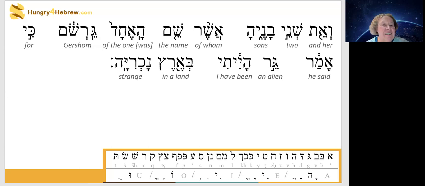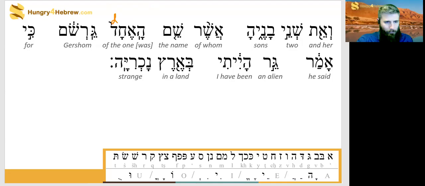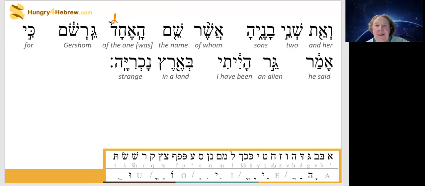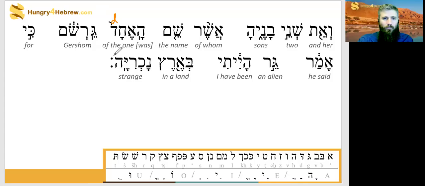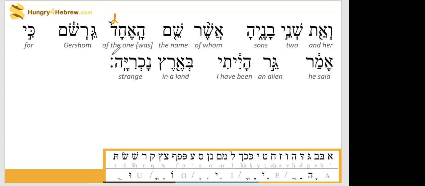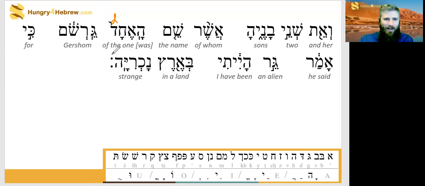Ha'echad. Gershom. Gershom. Ki amar. Ger hayiti be'eretz nochriya. Right. There's only one teensy tiny little mistake you made. Can anyone find it? Nochriya. Pesky kamatz katan.